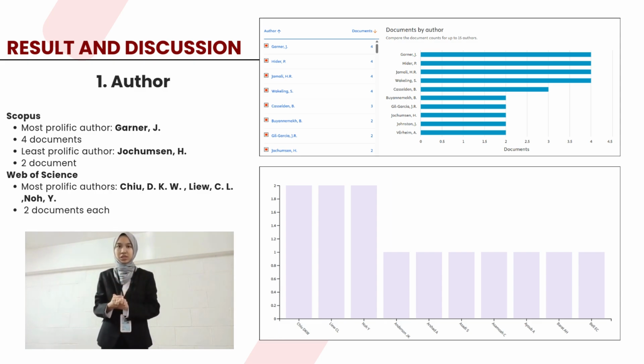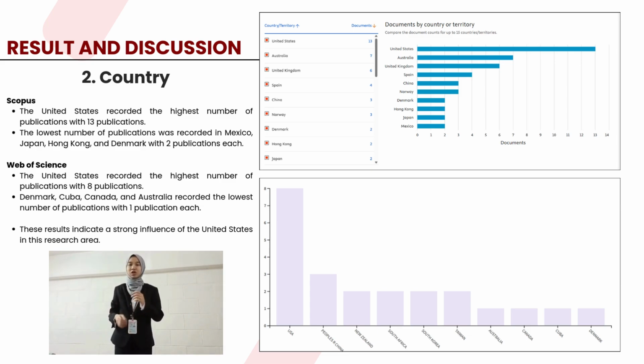Moving on to the Web of Science, a slightly different pattern can be observed. The maximum number of publications per author is 2 documents, each shared by multiple authors. This indicates that no single author dominates the publication output in the Web of Science, reflecting a more distributed and collaborative authorship pattern. Now, let's look at the results by country.